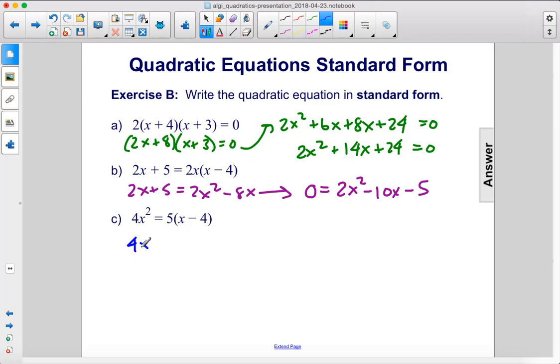And then here, we'll multiply this out. So we have 4x² = 5x − 20. And then we're just going to move these two terms over to the other side. 4x² − 5x + 20 = 0.